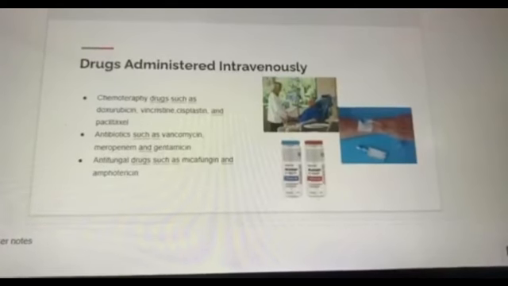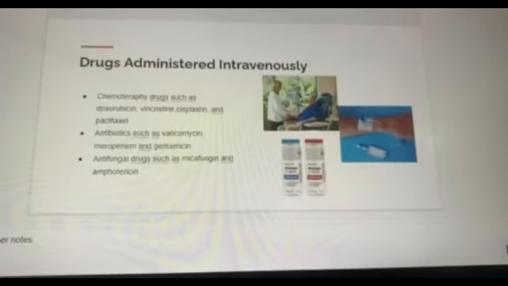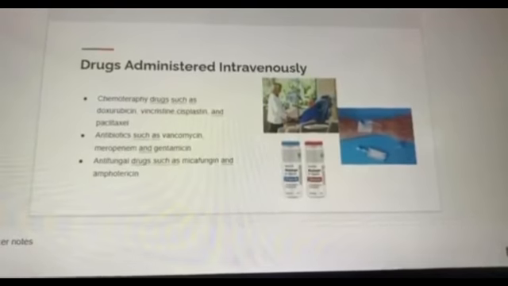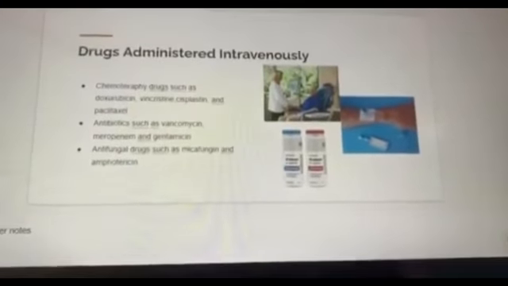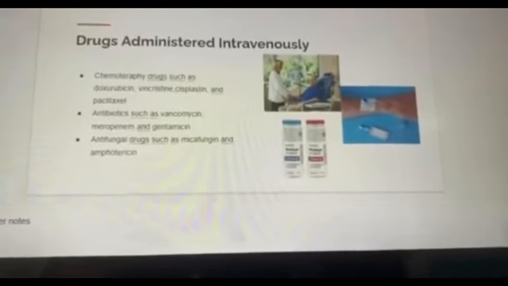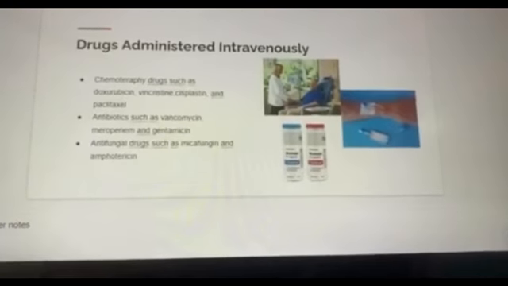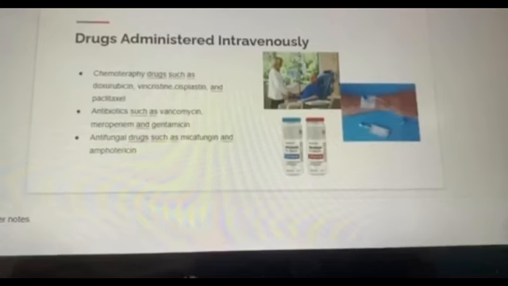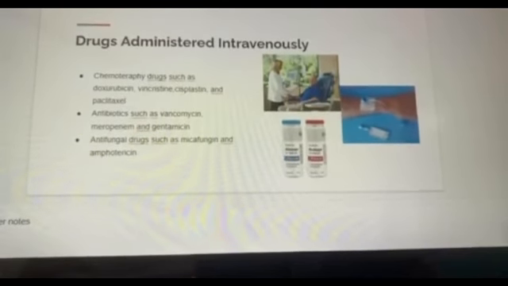What drugs are administered intravenously? Chemotherapeutic drugs such as doxorubicin, vincristine, cisplatin, and paclitaxel are given intravenously since chemo drugs are easily absorbed through the bloodstream. Antibiotics such as vancomycin, meropenem, and gentamicin. Oral vancomycin works only for the intestines, while intravenous vancomycin is used for treating peritonitis, endocarditis, and other infections.